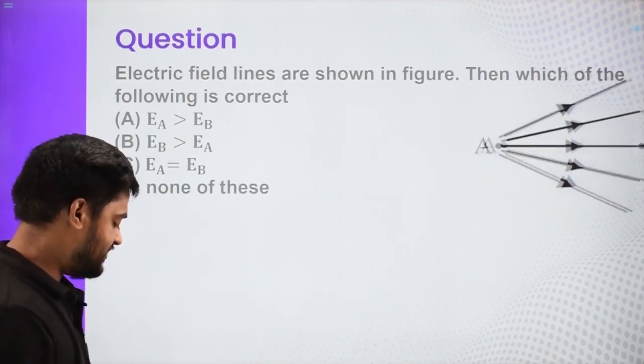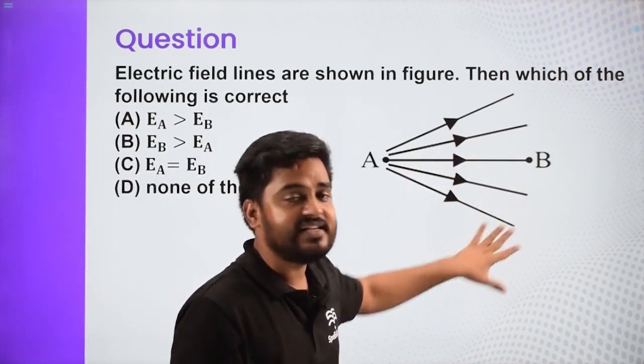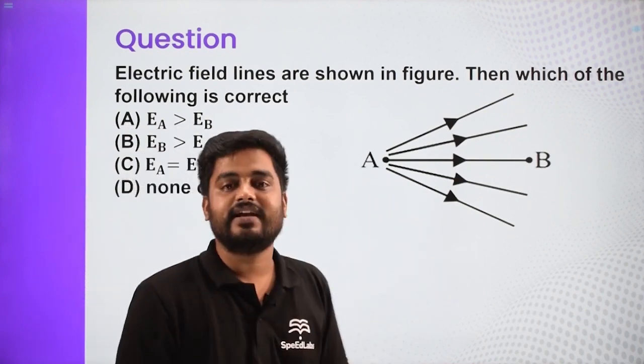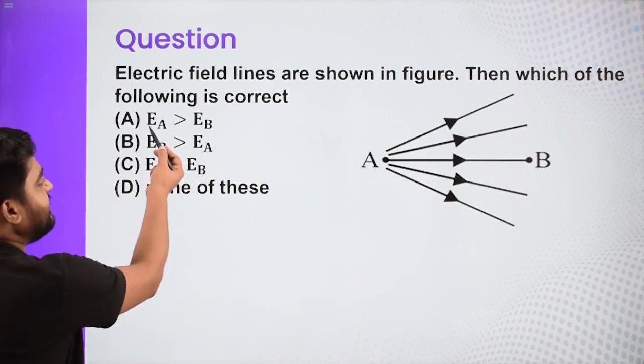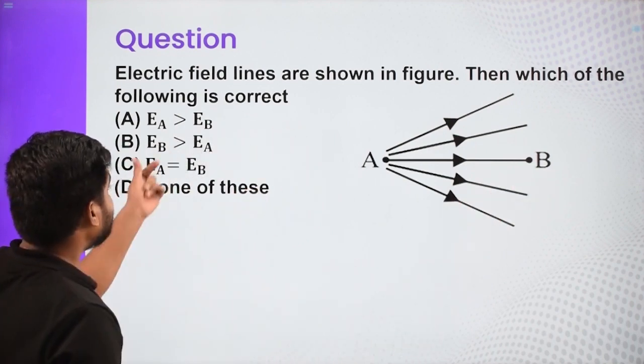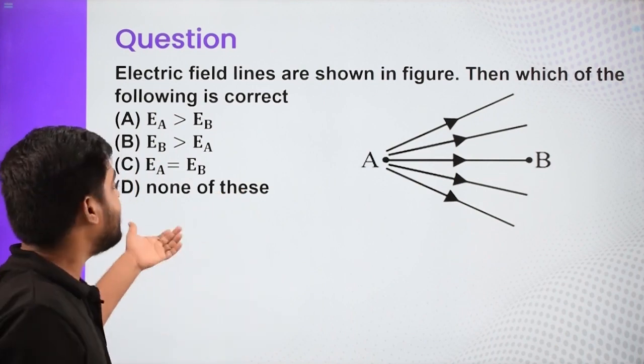Let us do a question. What does this question say? Electric field lines are shown in the figure. This is the region where electric field lines are shown. Which of the following is correct? The options are: the electric field at point A is greater than the electric field at point B; the electric field at B is greater; the electric field at points A and B are equal; and none of these.